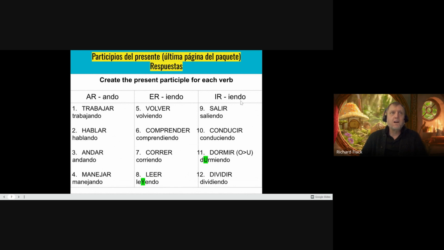Our last group, the IR verbs. Salir, take off the IR, that leaves us with sal. Add yendo, gives us saliendo. Conducir becomes conduciendo. Dormir with a stem change, DORM is going to turn into DURM, plus our participle yendo gives us durmiendo. And dividir turns into dividiendo.